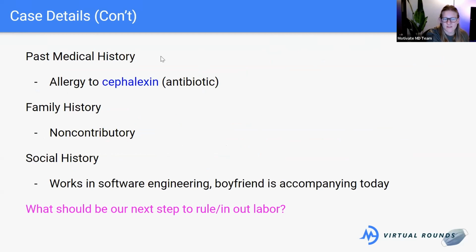So for her past medical history, this is all again still going to be in the subjective portion of the note. She only has an allergy to cephalexin, which is an antibiotic. She had that one time for a UTI, a urinary tract infection. Her family history is non-contributory. In cases of labor and pregnancy, family history is kind of a mixed bag of whether it's really useful or not. And then for social history, she works in software engineering, and her boyfriend is accompanying her today at the hospital.